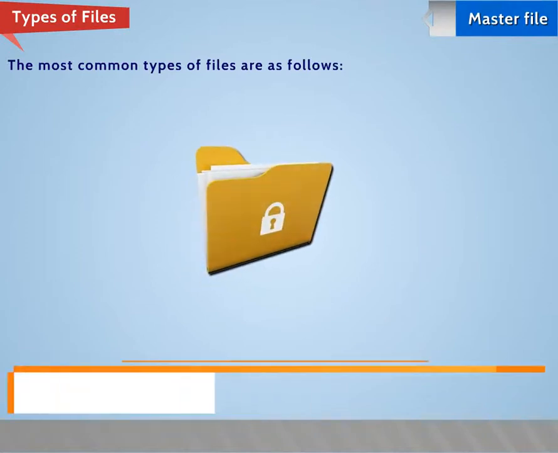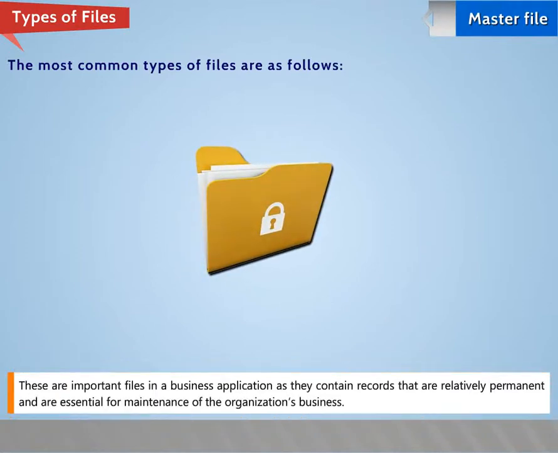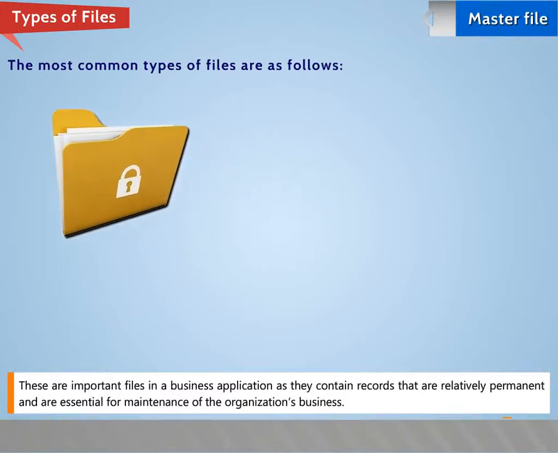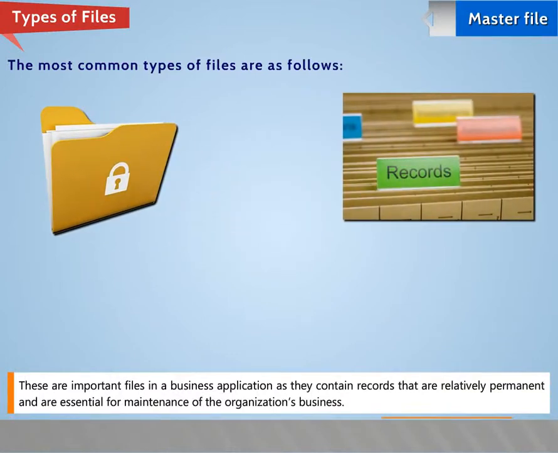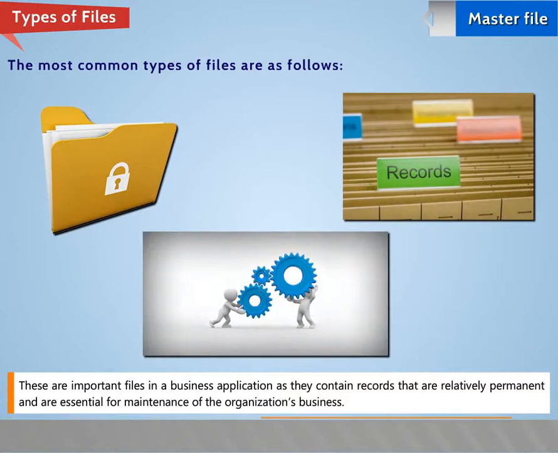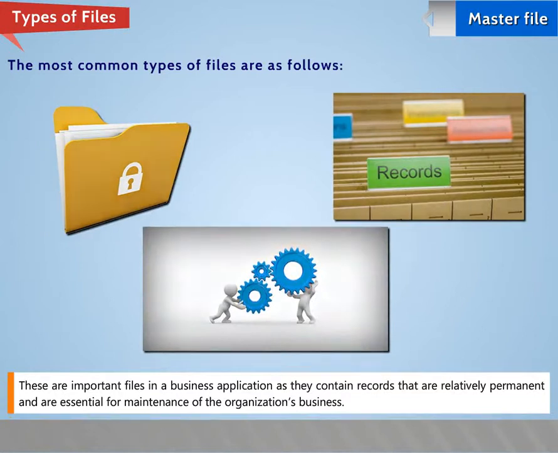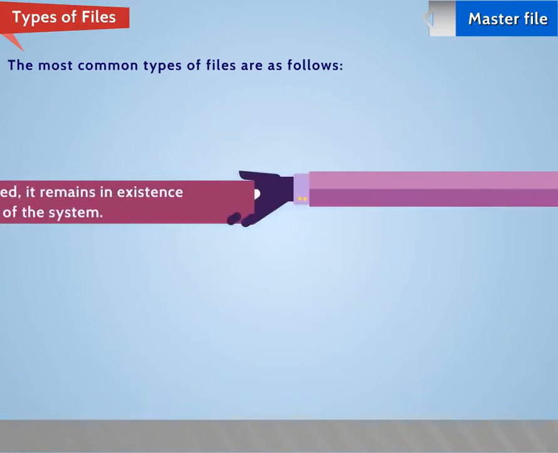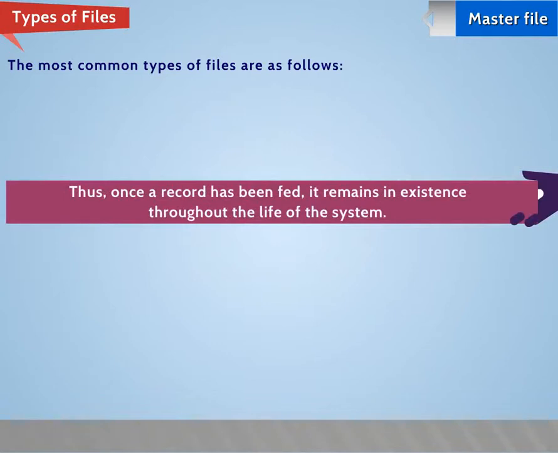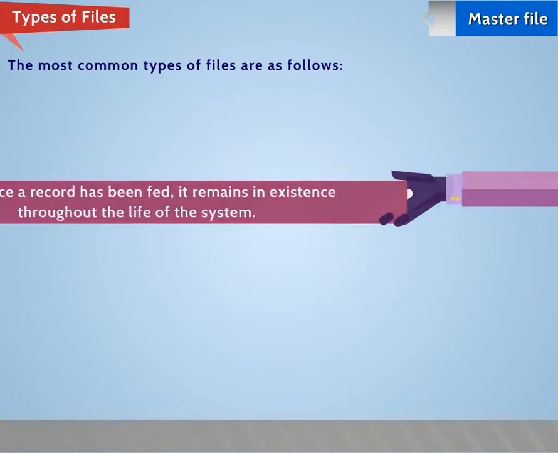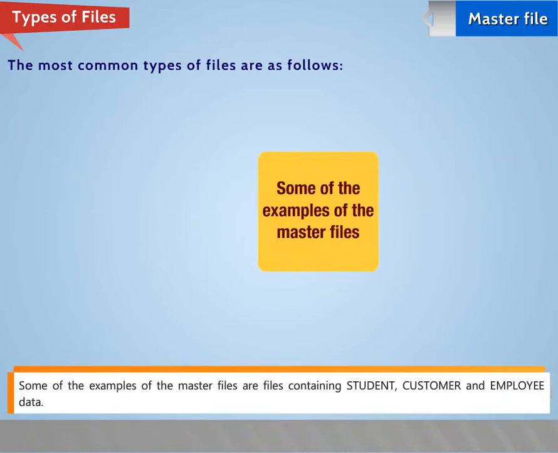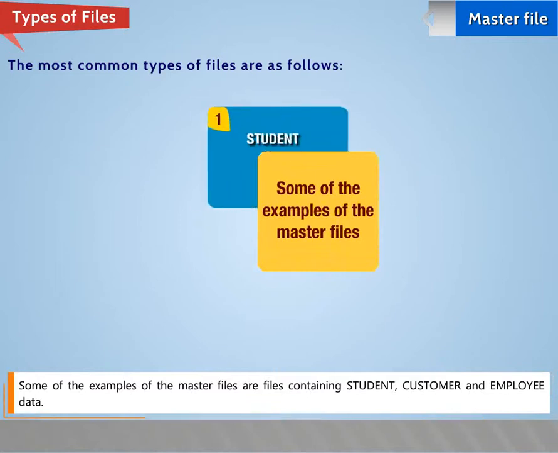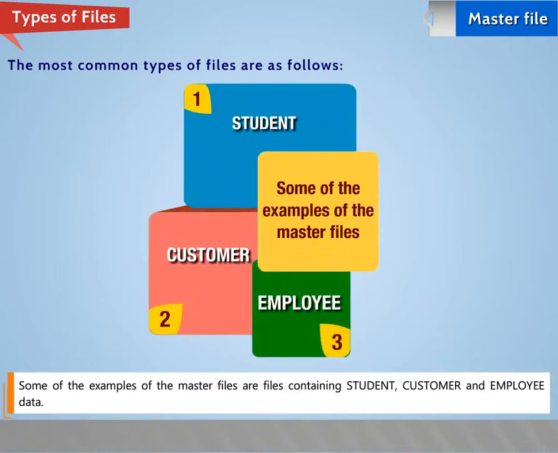Master file. These are important files in a business application as they contain records that are relatively permanent and are essential for maintenance of the organization's business. Thus, once a record has been fed, it remains in existence throughout the life of the system. Some examples of master files are files containing student, customer, and employee data.